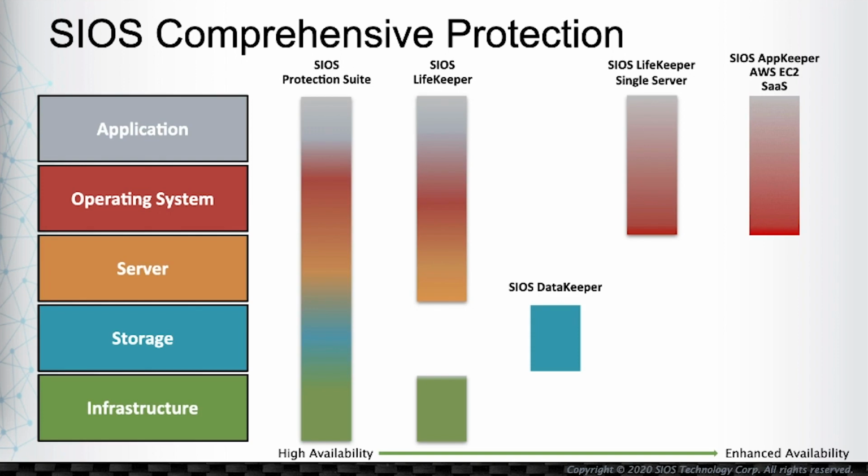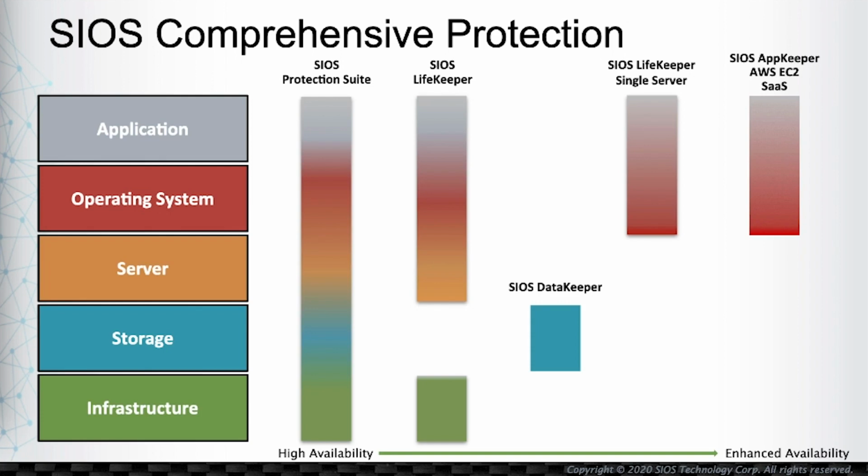SIOS AppKeeper is an AWS EC2 solution. It's SaaS. Notice the bar is the same as LifeKeeper for a single server. This is a SaaS solution. We launched it a few months ago. It is only for EC2, and does very similar things to LifeKeeper. It's very simple. You can do a free trial online at our website. There's nothing to install. It's SaaS.